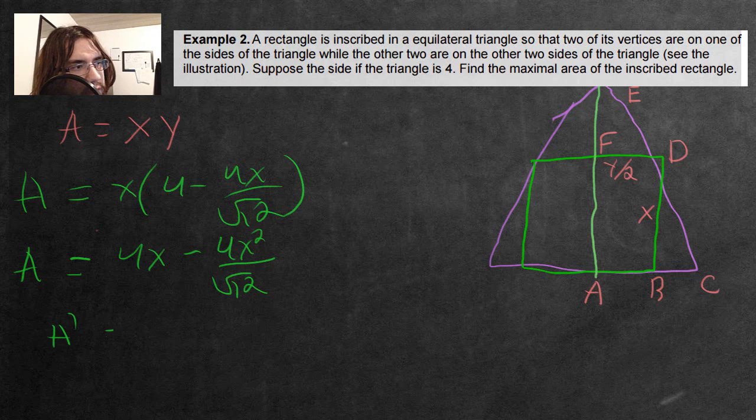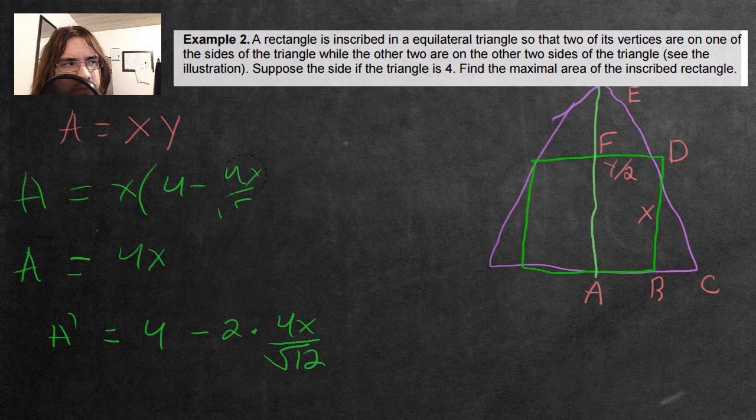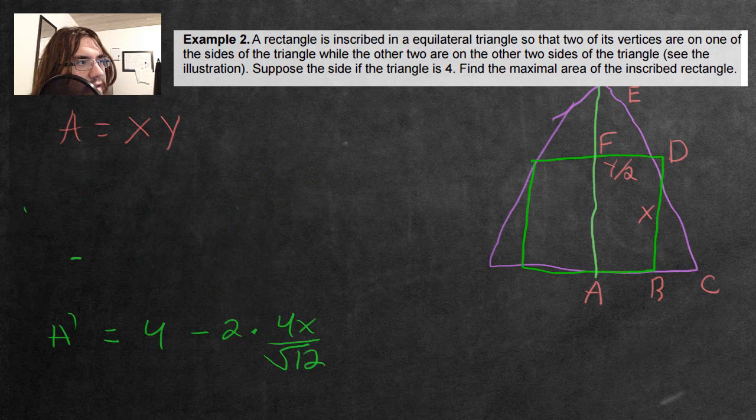So the area derivative is going to be equal to, well, what's the derivative of 4x? That's just a 4. Subtract the derivative of this, which would be, if we took the 2 down there, 2 multiplied by 4x divided by square root 12. And now that we know that, this is essentially the derivative of the area formula. The next step is to find the critical values or the critical points. So let's go ahead and do that.